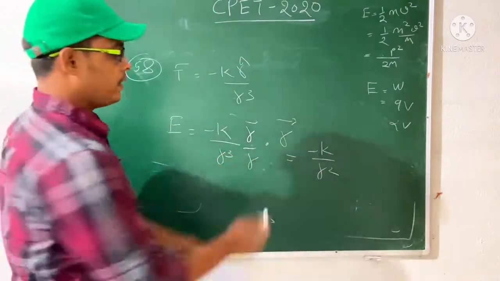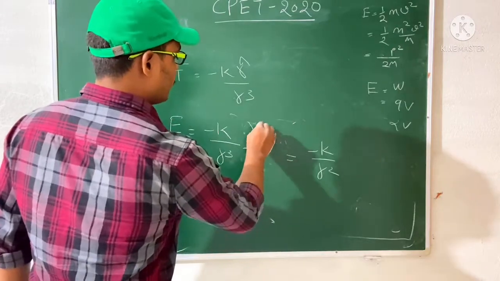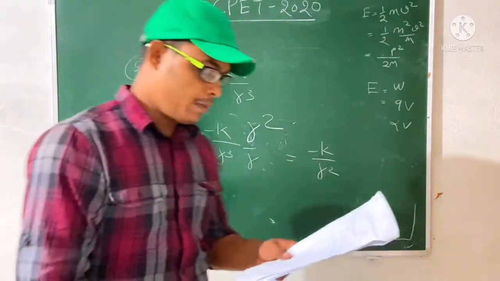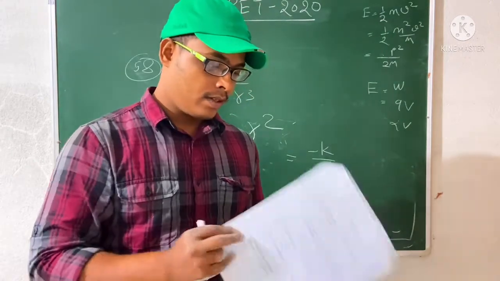Simple, r dot r cap is r square, so r cube into r becomes r to the power 4, so cancel, so minus k by r square.